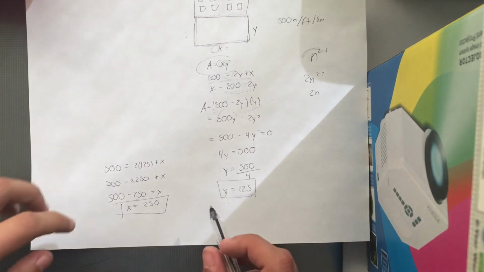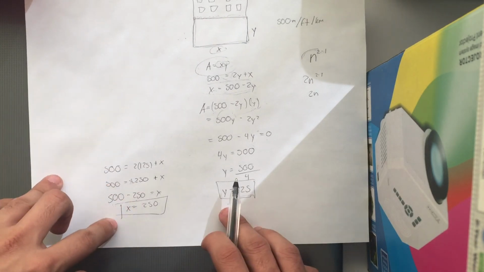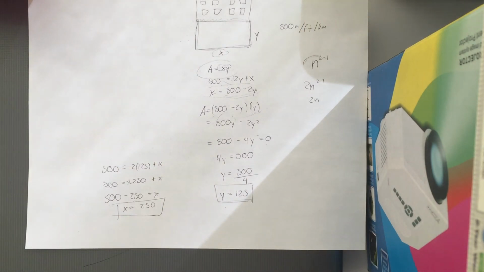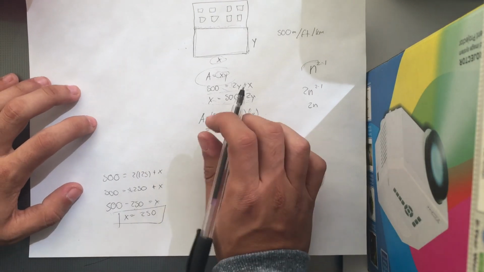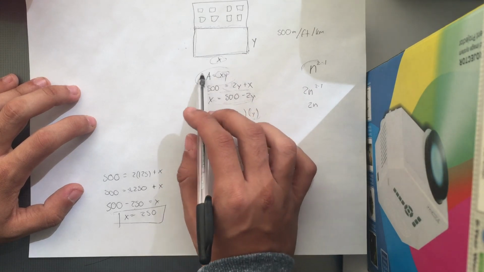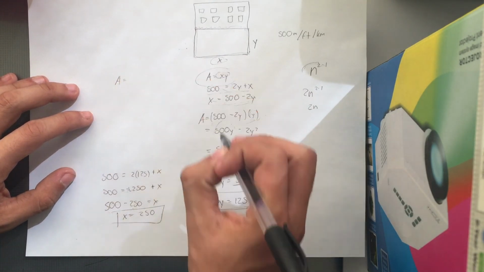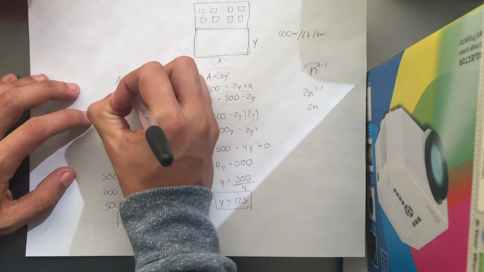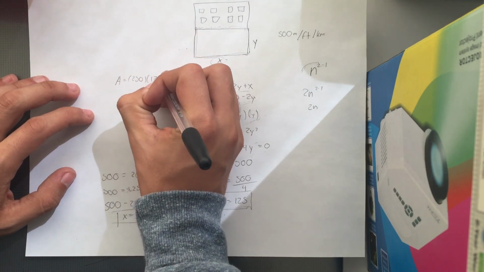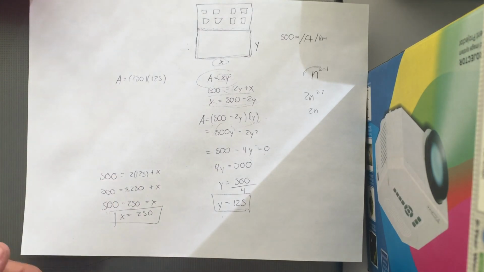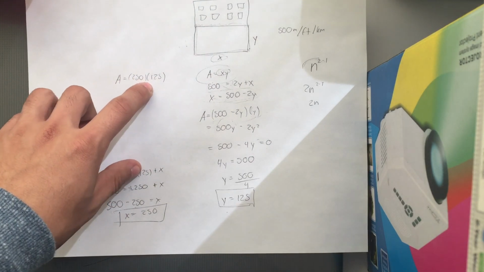So we have this result, but we don't have the maximum. So the thing that we are gonna do right now is to evaluate in this formula. So the area is 250 times 125. So we're done. We just need to do the multiplication.